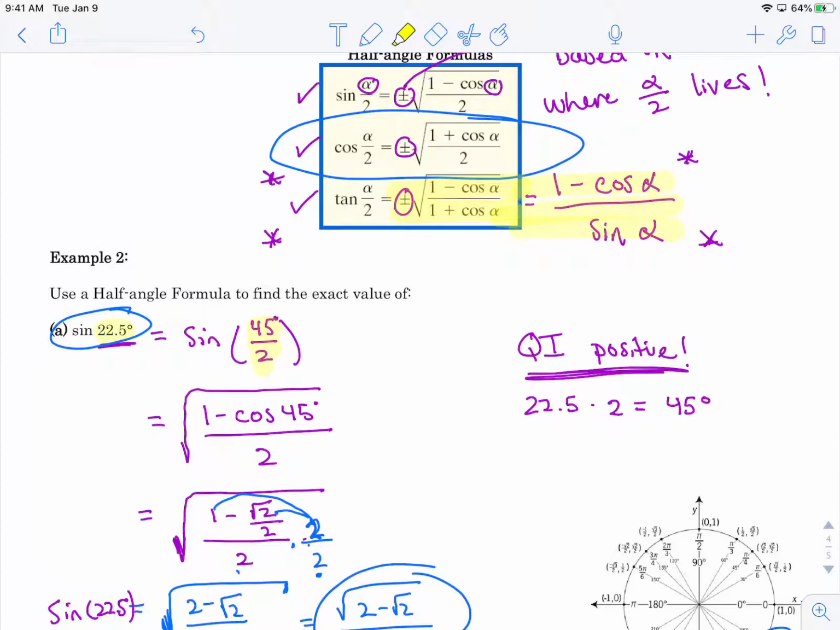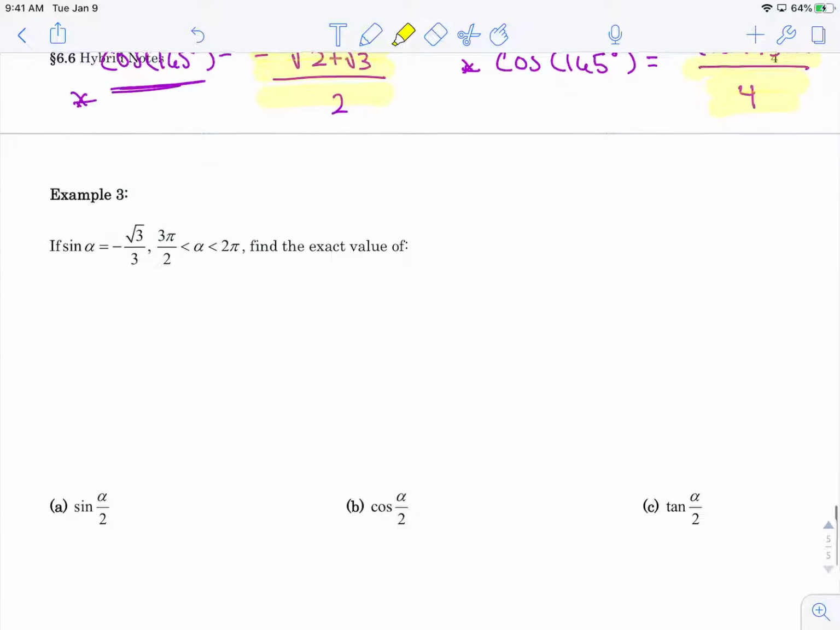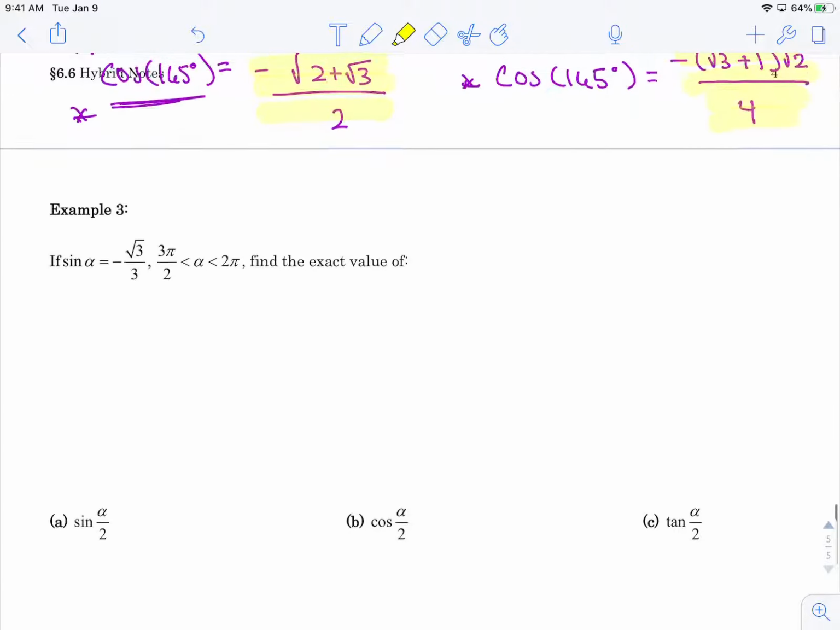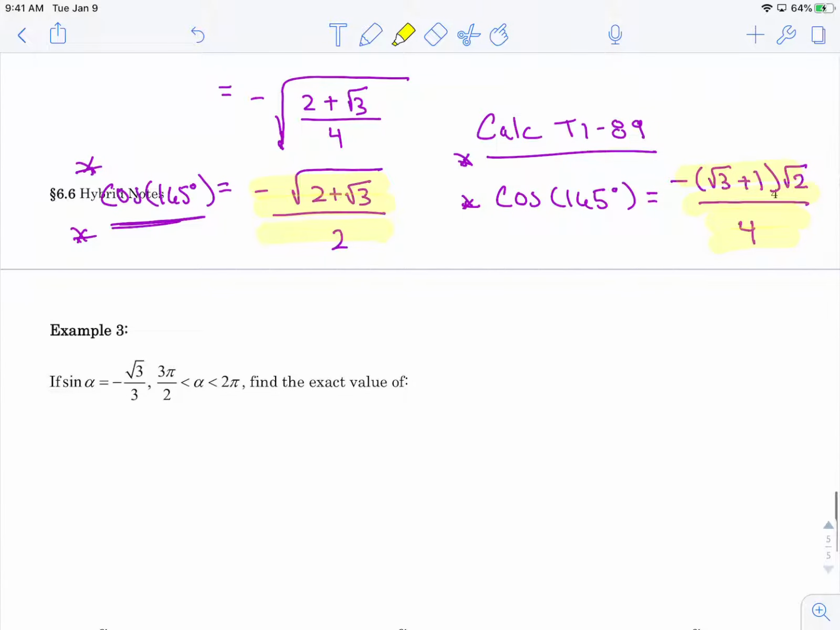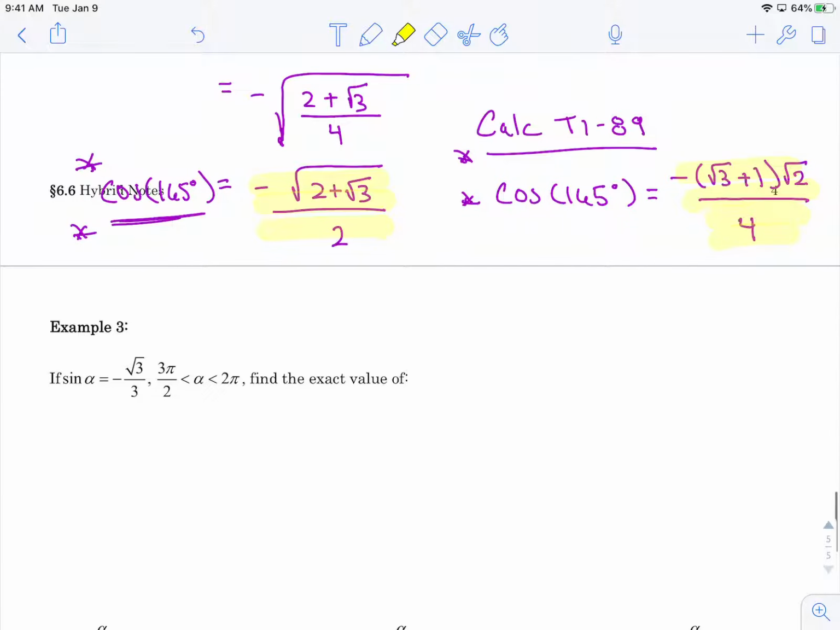All right, so we are going to go to our last example. I should mention too, if you're checking in the back of the book for these answers, sometimes they don't look exactly like yours. So I would suggest putting it in your calculator and see if they give you the same decimal.